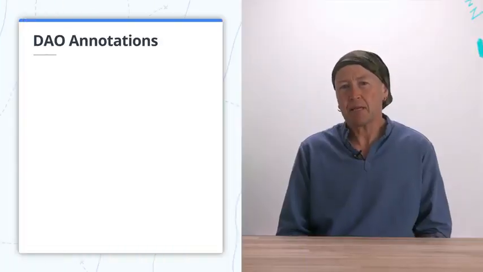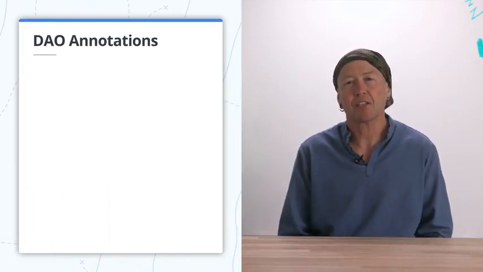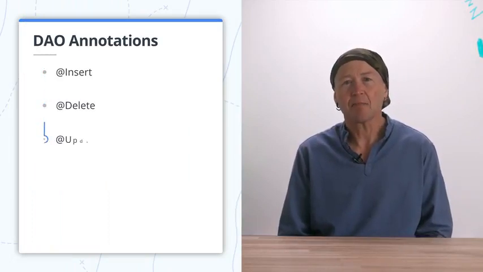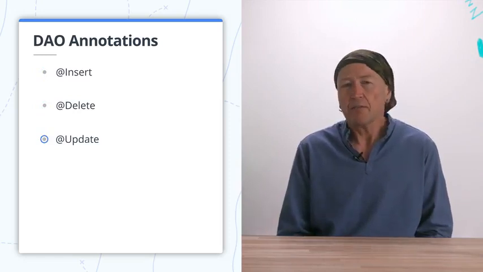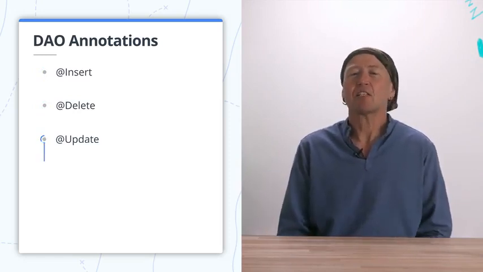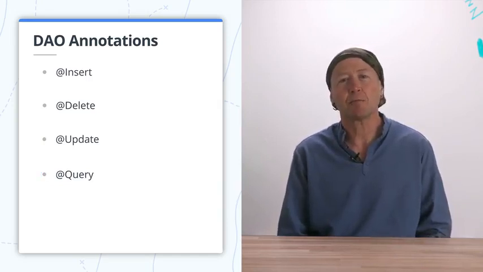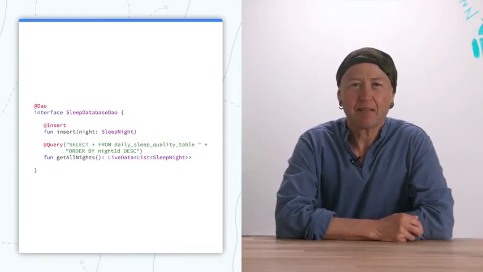For common database operations, the Room library provides convenience annotations such as insert, delete, and update. So you don't even have to write SQL queries. For everything else, there is the query annotation, and you can write any queries that are supported by SQLite. Here is a very simple example.